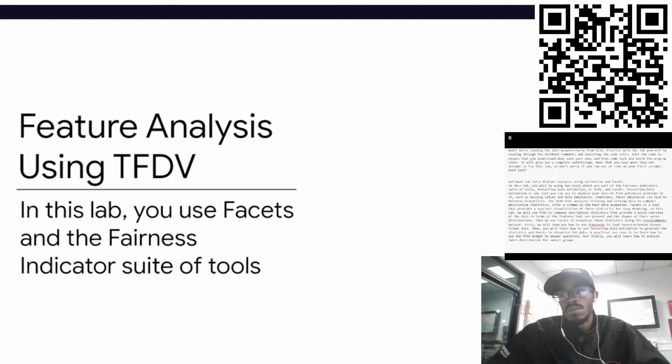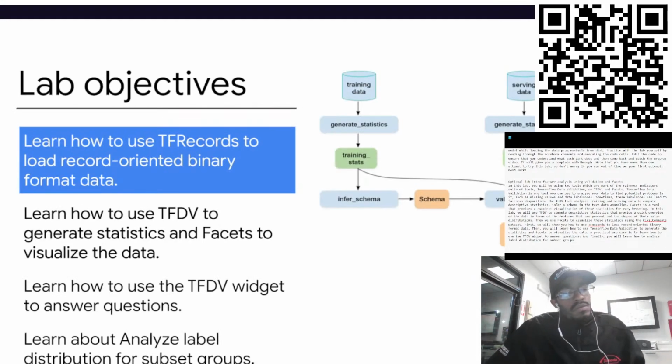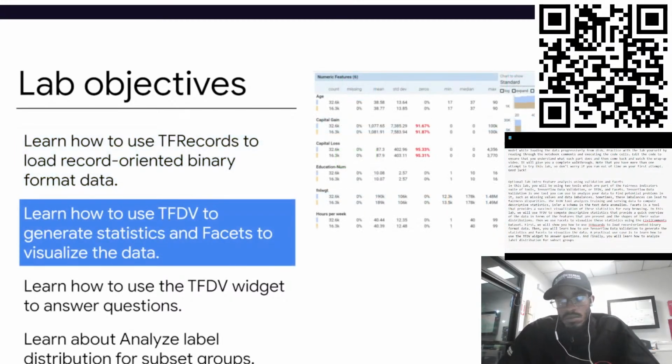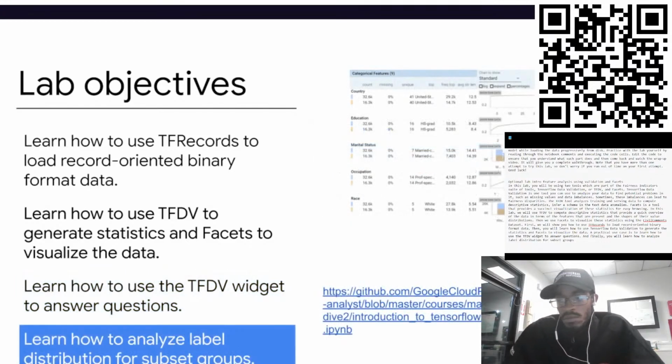In this lab, we will use TFDV to compute descriptive statistics that provide a quick overview of the data in terms of the features that are present and the shapes of their value distributions. Then we use Facets to visualize these statistics using the Civil Comments dataset. First, we will show you how to use TFRecords to load record-oriented binary format data. Then, you will learn how to use TensorFlow Data Validation to generate statistics and Facets to visualize the data. A practical use case is to learn how to use the TFDV widget to answer questions. And finally, you will learn how to analyze label distribution for subset groups.